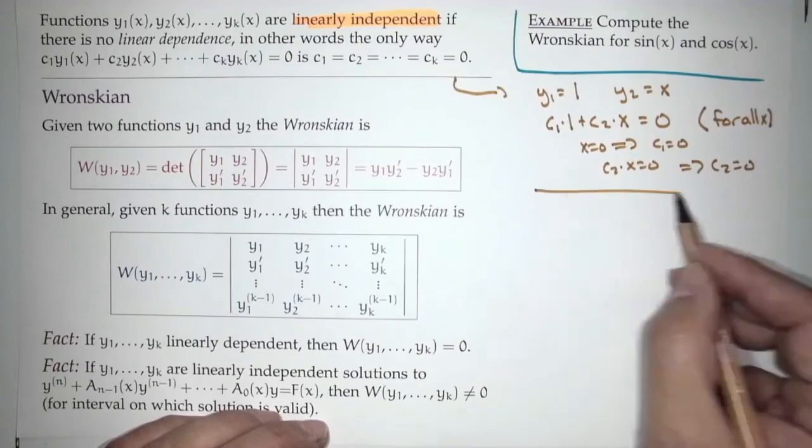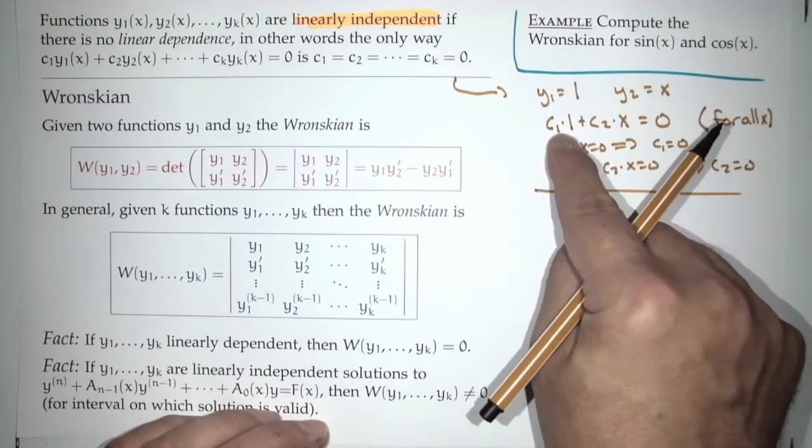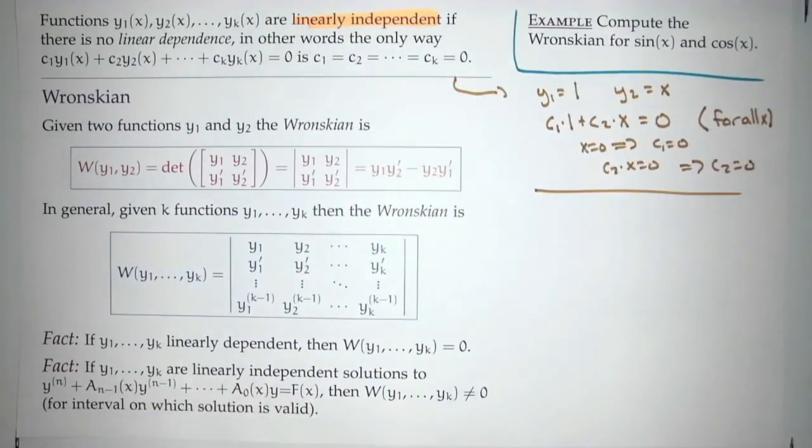So that says, look, the only way you can combine the functions 1 and x in a nice linear combination and get 0 out is this trivial combination where both c1 and c2 are 0. So we say these two functions are fundamentally different, or linearly independent.